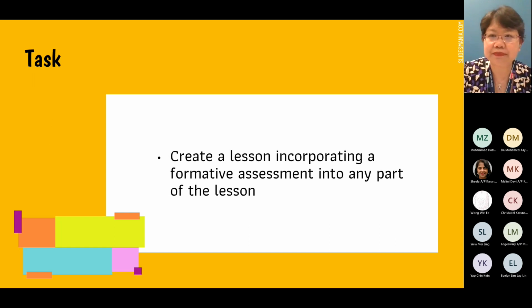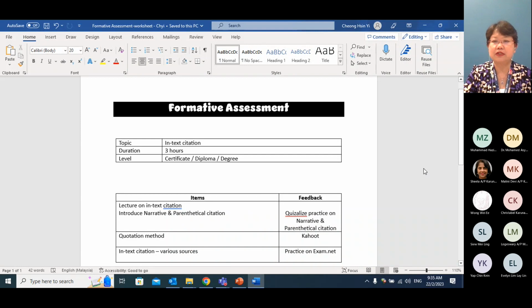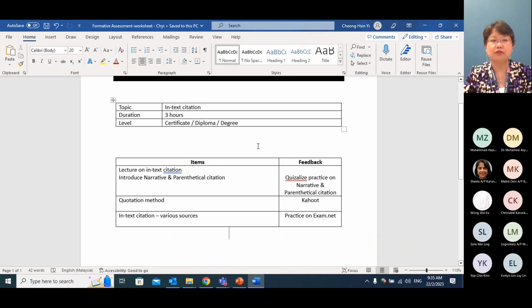Let me just share this with you. One moment, I need to share screen. Okay, you should be able to see this. So let's say, for example, I will give you this form. If you don't want to use this form, you can use your lecture slides also and maybe slot in, after a certain topic, what kind of formative assessment you would like to do.